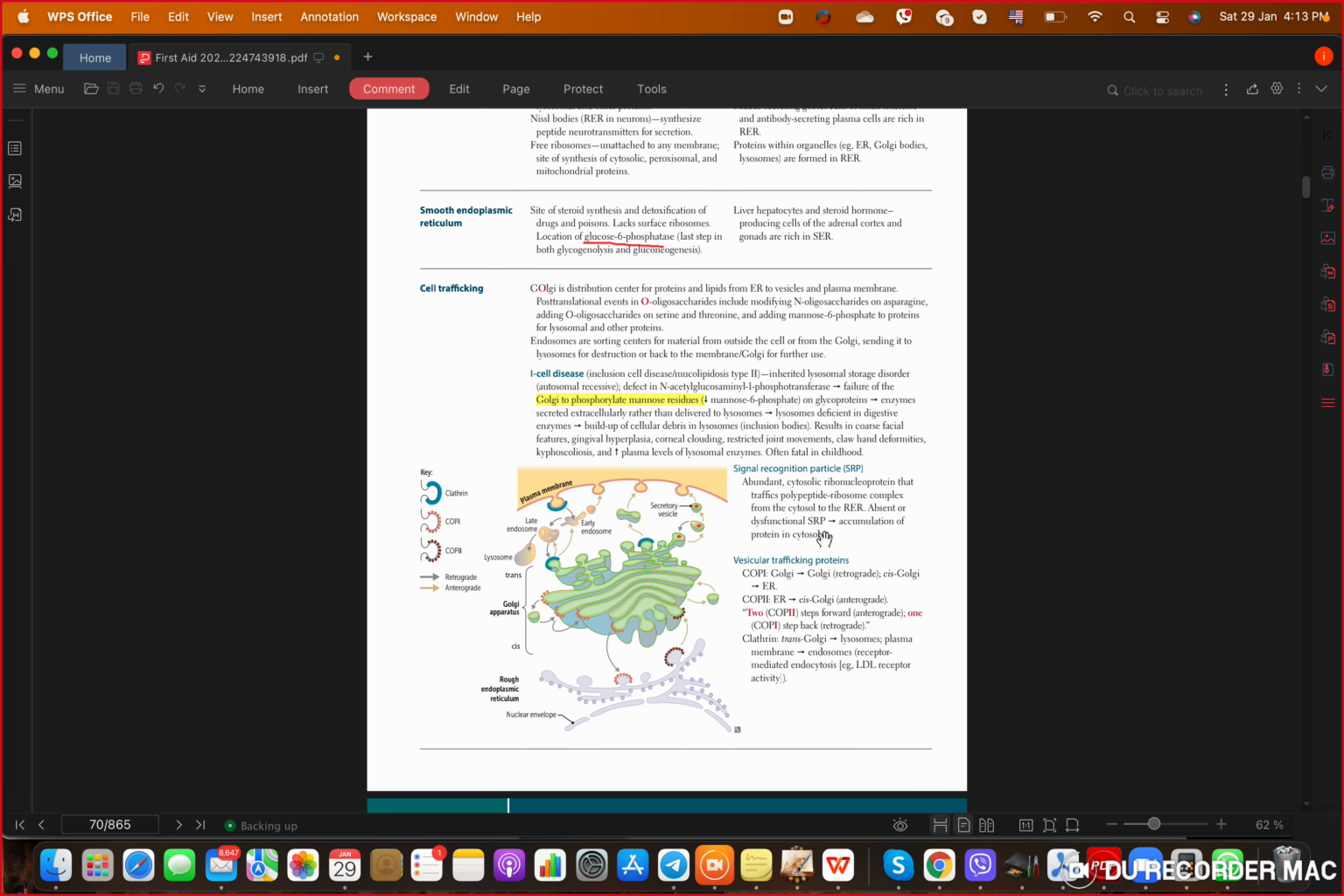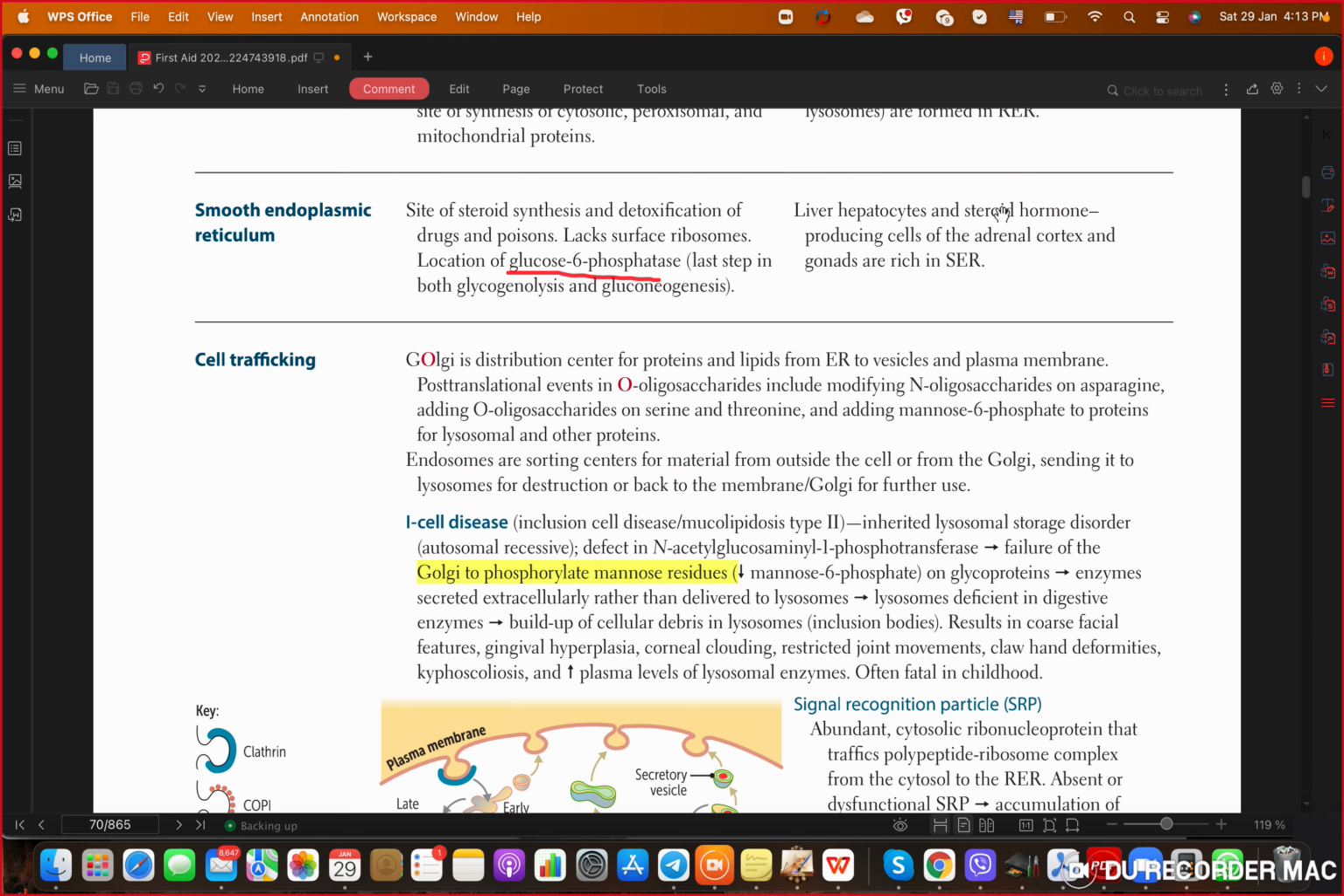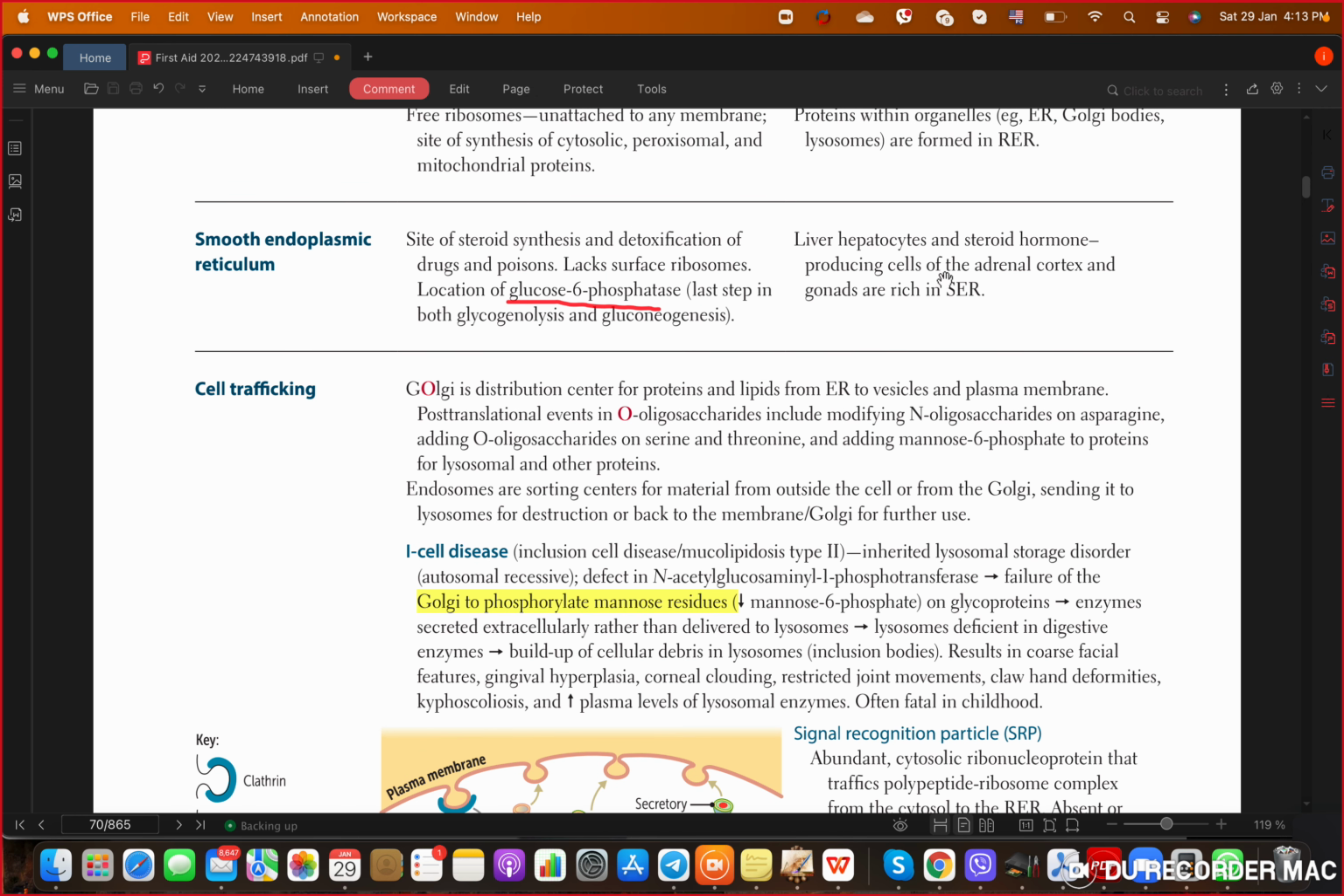Okay, Doc. Yes. So liver hepatocytes and steroid hormone-producing cells of the adrenal cortex and the gonads are rich with smooth endoplasmic reticulum. Why do you think so? Because that's why they make the hormones, right, Doc? The proteins and everything. Well, which hormone? Okay, one second, Doc. Liver hepatocytes and steroid hormone-producing cells of... rich in.